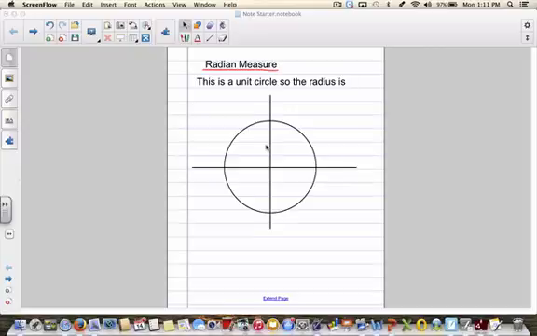So looking at the arc created by a rotation is a little bit different than looking at the size of the corner of the triangle. So it's a new way to talk about rotations. So we're going to work with this idea, and I'm going to work with a unit circle. So this is going to be a unit circle.